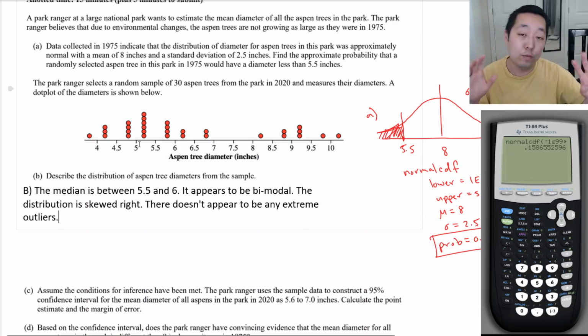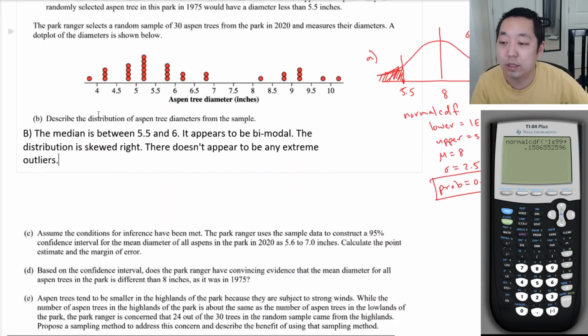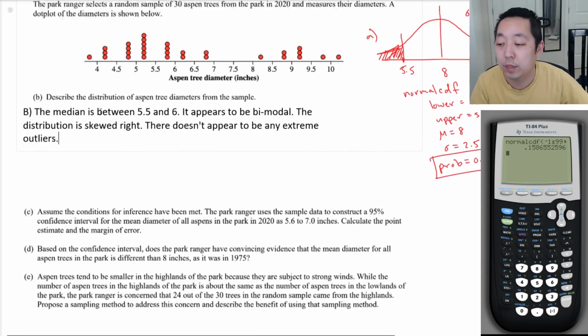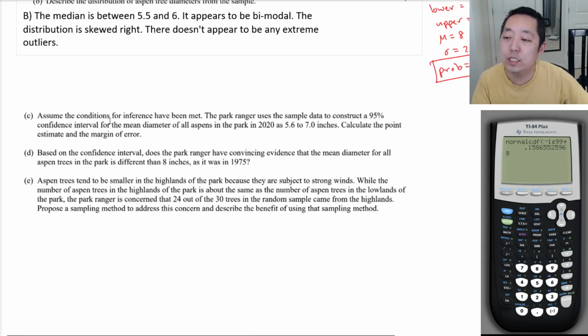Okay. So those are the 4 things you just generally want to hit when you're asked about the shape of something. Okay. Assume the conditions for inference have been met. The park ranger uses the sample data to construct a 95% confidence interval for the mean diameter of all aspens in the park in 2020 as 5.6 to 7 inches. Calculate the point estimate and the margin of error.